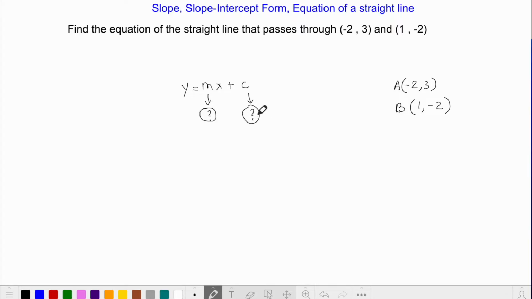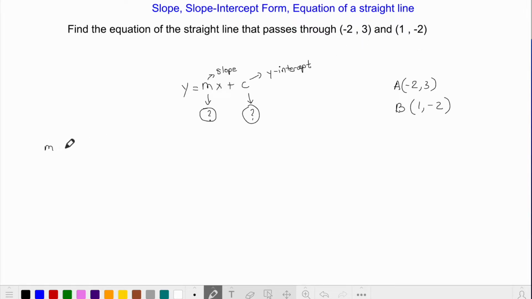We have 2 points given, but in this formula we don't know what m is, and we don't know what the c value is. The m stands for the slope, which measures how steep the line is, and c stands for the y-intercept, which shows where the straight line will cut the y-axis. But the first thing we can find is the slope of the line given 2 points.